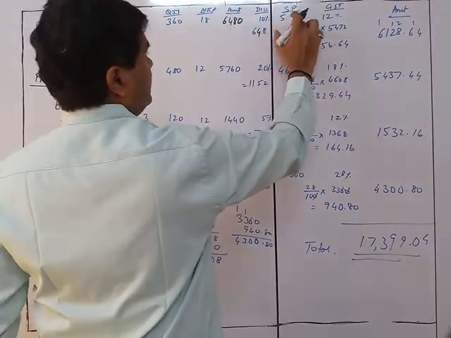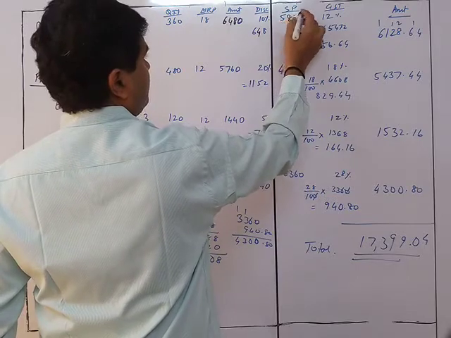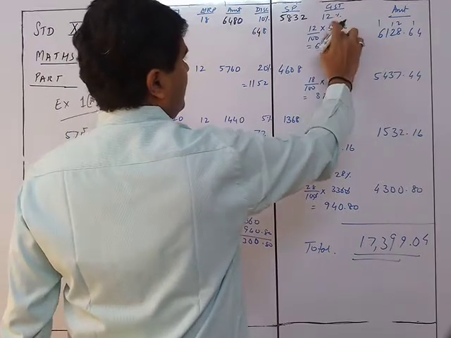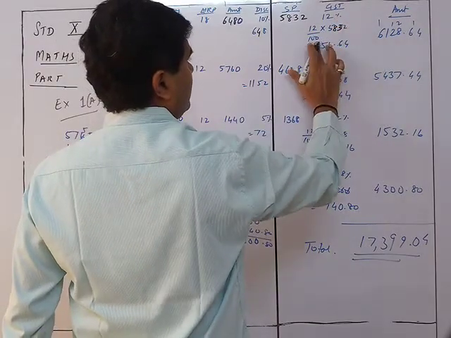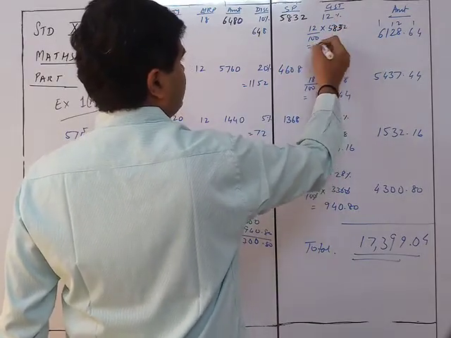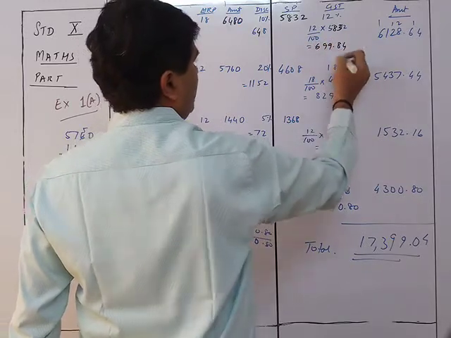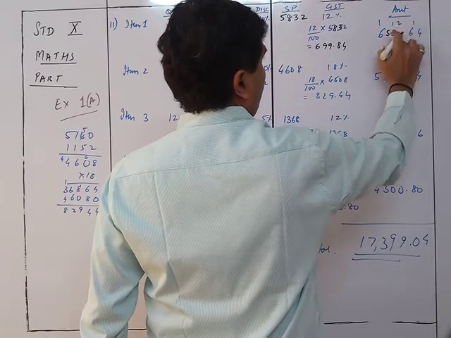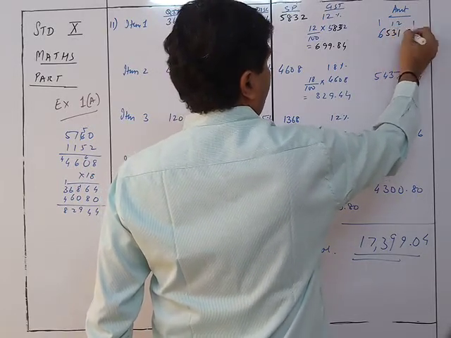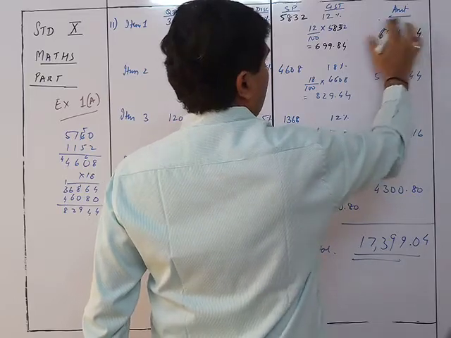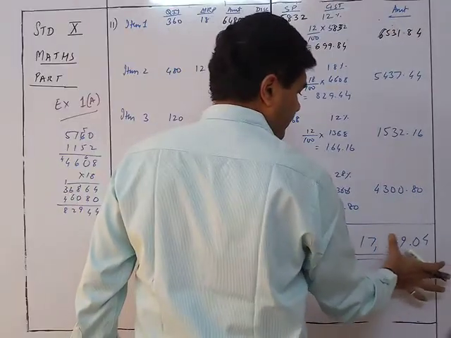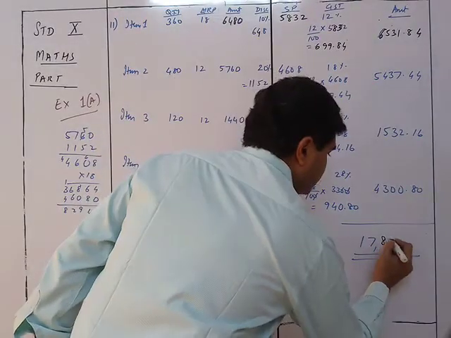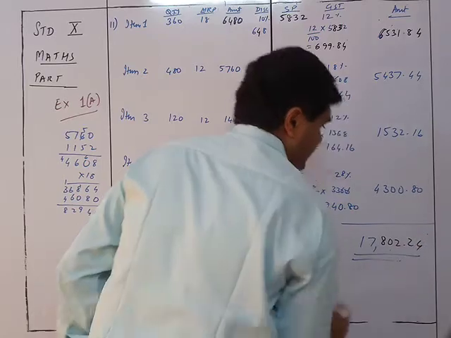Accordingly, this will be 5832. It will be 5832, and the 12% of 5832 will give me over here 699.84. Accordingly, I'll get over here 6531.84. So that is the difference over here. So now when we check this out, this will be 17802.24. That's the answer for this sum.